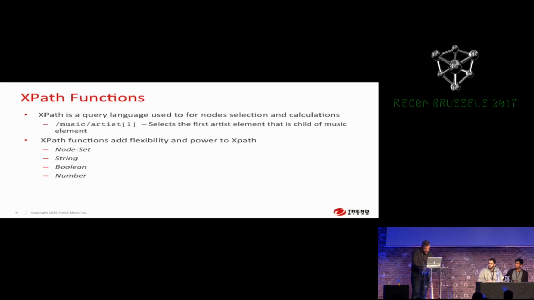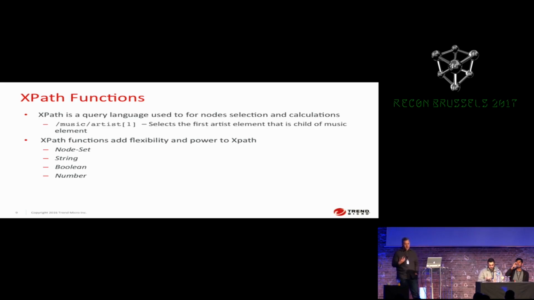Now, to also understand the XSLT format, you need to understand how XPath works, because XPath is used to query the XML document to select nodes and perform calculations on the data that's coming in as it's going to be transformed. I put an XPath on the screen here, /music/artist[1]. This is going to select the first artist element that is a child of a music element in an XML document and then allow it to have processing performed on it.